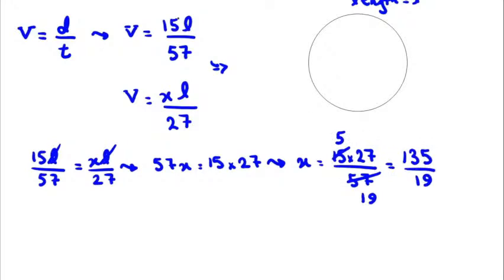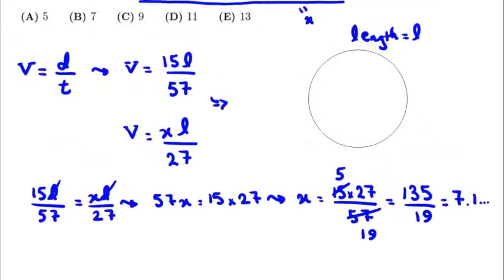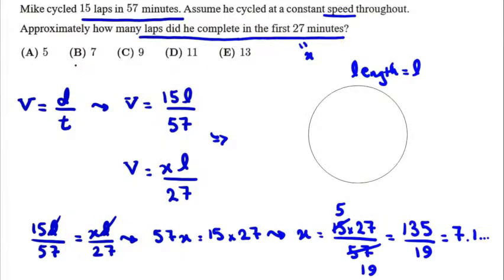Okay, if we divide them, 7 times 19 is 133. Then we have 2 left, 20 divided by 19 is 1. So approximately, it will be 7. So the answer is B.